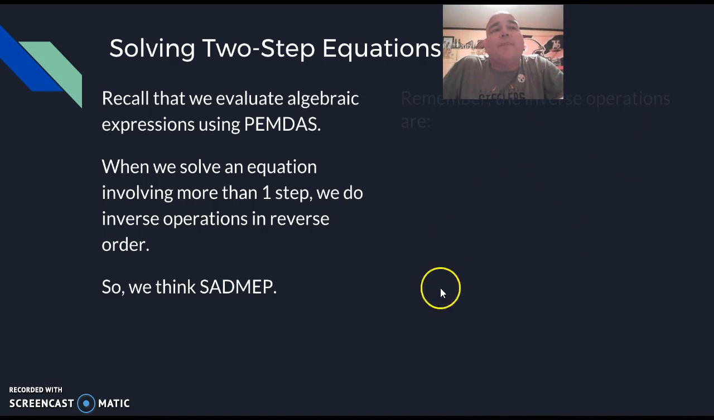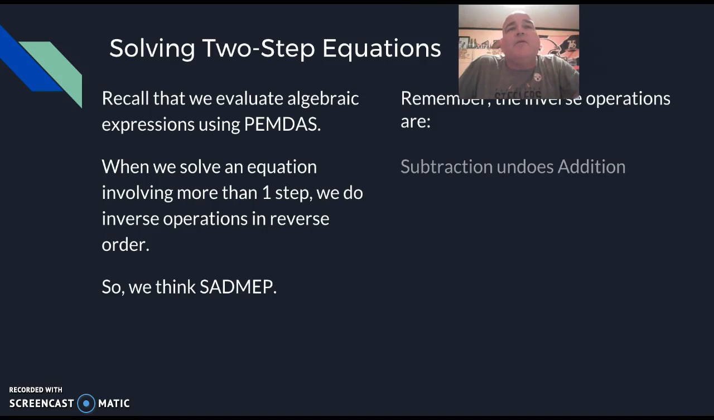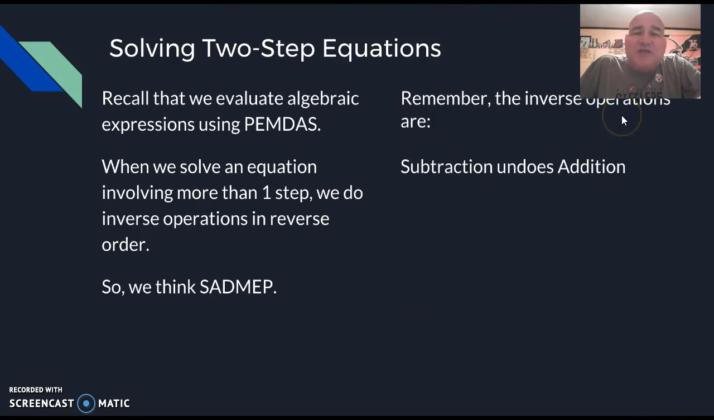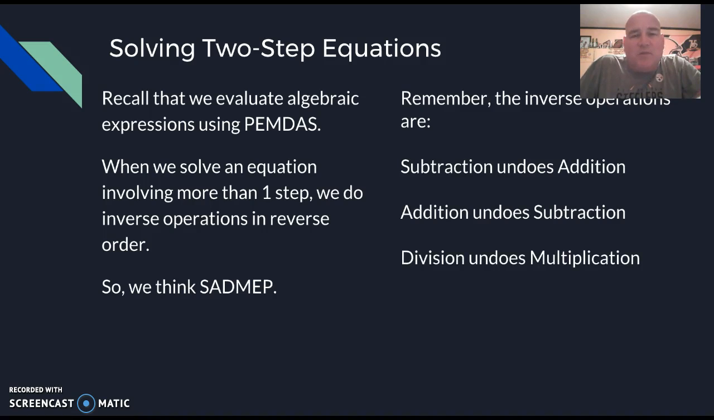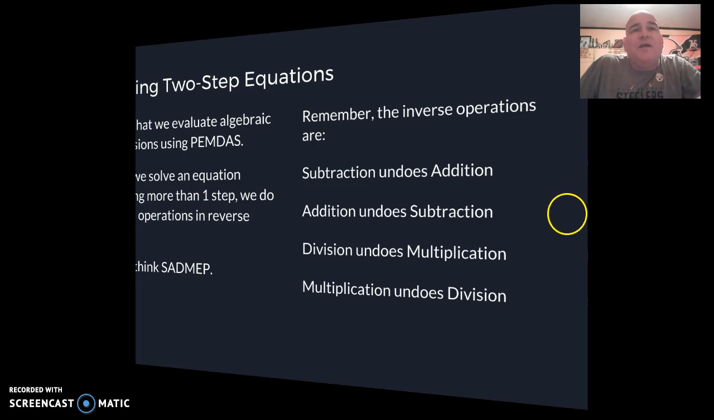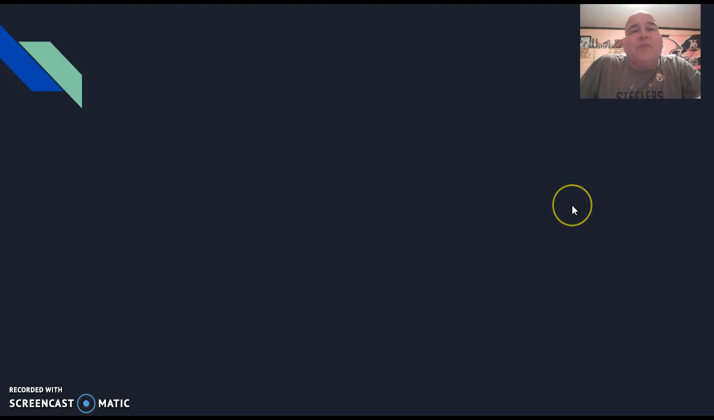Remember, the inverse operations are: subtraction undoes addition, addition undoes subtraction, division undoes multiplication, and multiplication undoes division. Let's take a look at an example.